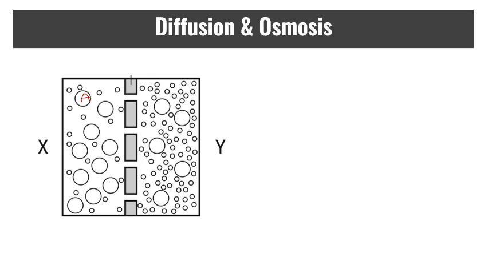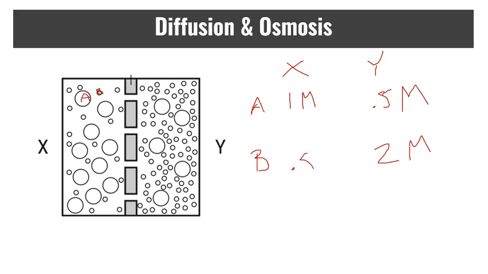So if this is A and this is B, on X and Y, we have A and B, okay? So let's say that I have 1 molar concentration of A on this side, and I have 0.5 molar concentration on this side, and for B, there's a lot of them, so let's say a 2 molar concentration, and we'll do 0.5 on this side. Okay, diffusion happens first. You diffuse everything that you can diffuse.